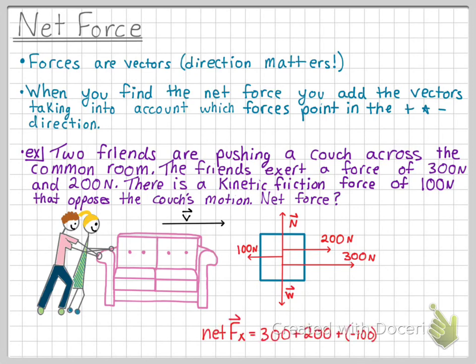We're going to assume that the right is positive, so therefore we would add 200 newtons and 300 newtons, and we would subtract the 100 newtons since it is pointing in the negative direction. And this gives us a net force of 400 newtons.